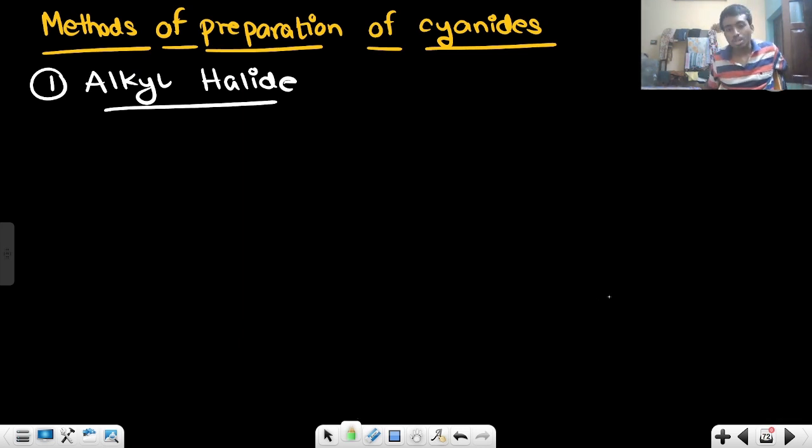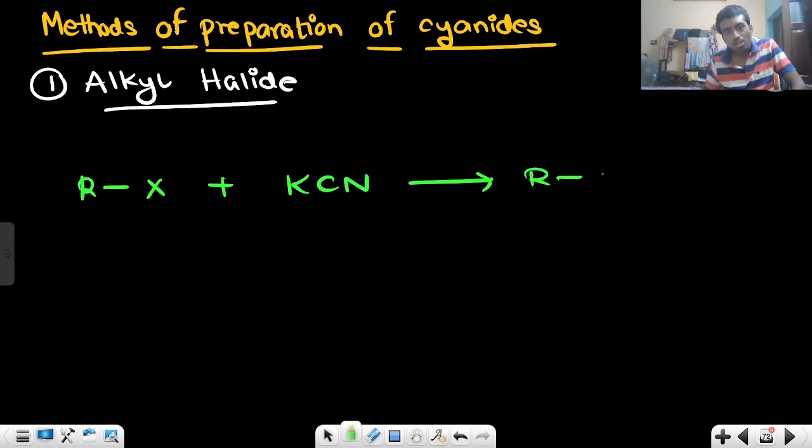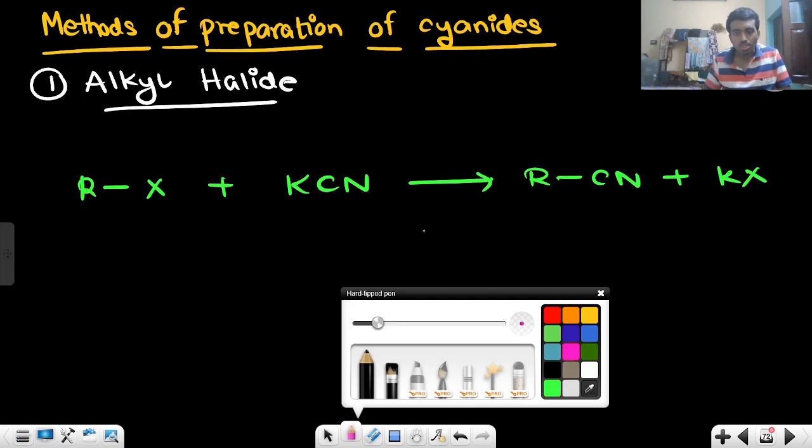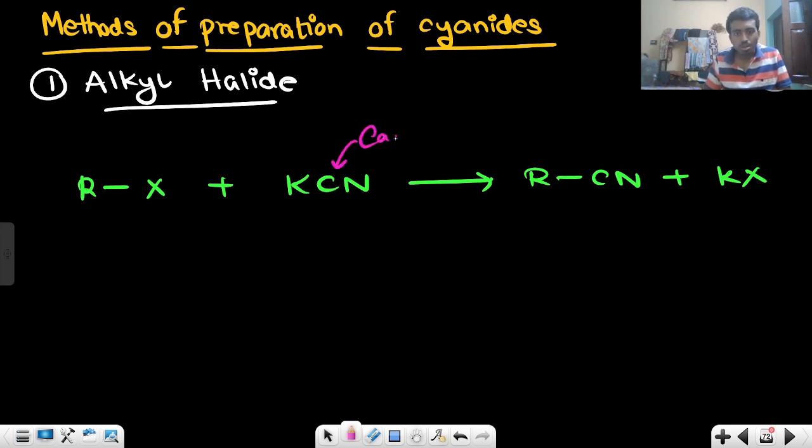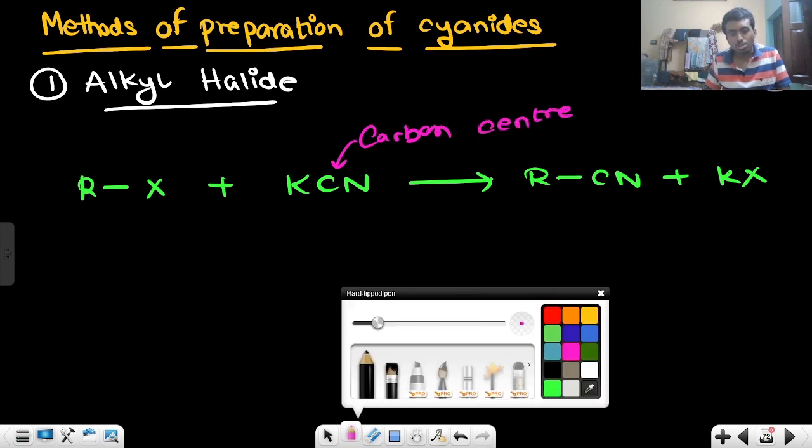Cyanides from alkyl halide. How will you prepare? This reaction was done in haloalkanes and haloarenes. Generally we have discussed this reaction. So if you have RX and you are treating it with KCN, then you get RCN plus KX, right? Because in KCN, the attack is from the carbon center. I told you this, carbon center. Just this much. Example, if you want, you can make it out because it's not a very difficult task.